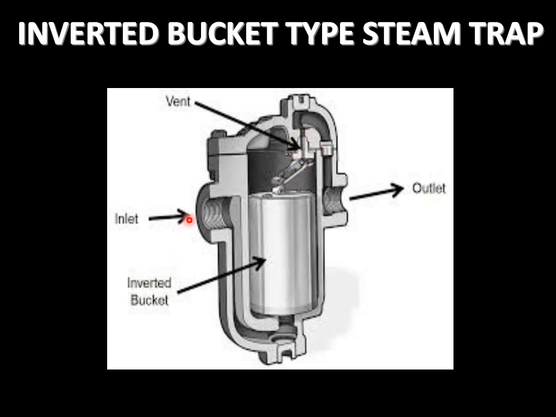Now initially, when the entire body of the steam trap and the bucket is filled with steam condensate, the bucket will be submerged. Now in this position, this port will be open. So as more and more steam enters and gets condensed, the condensate will flow through this port.